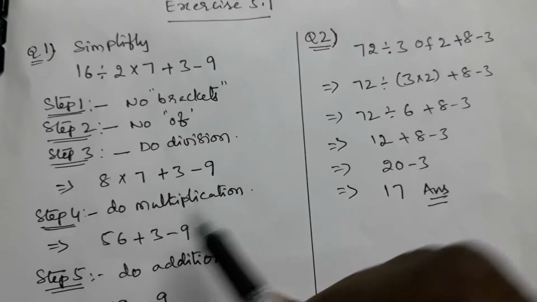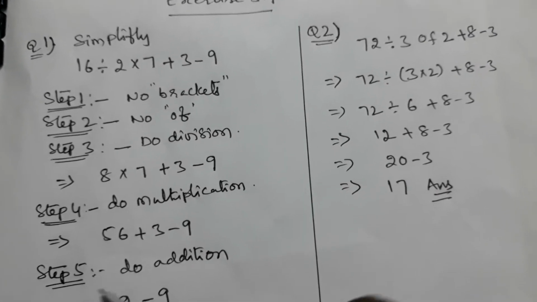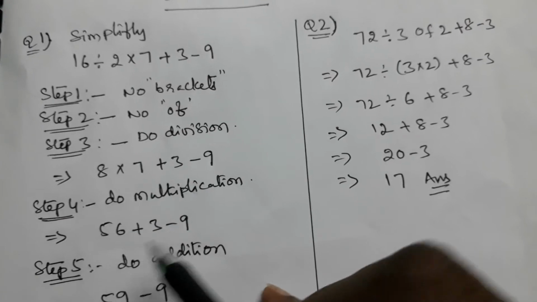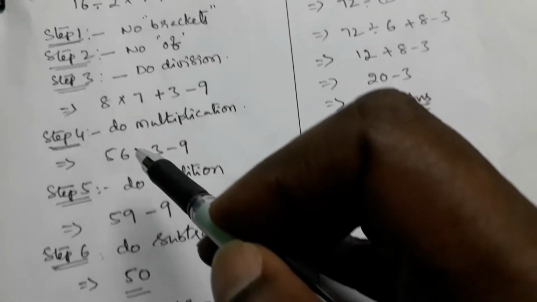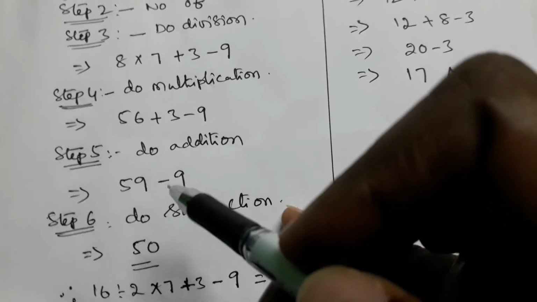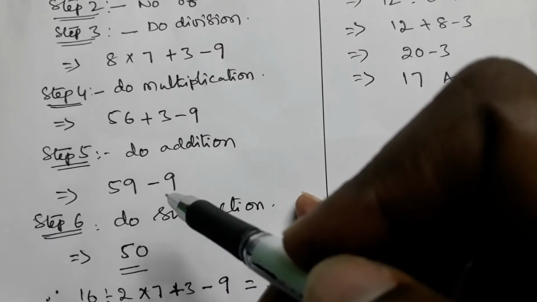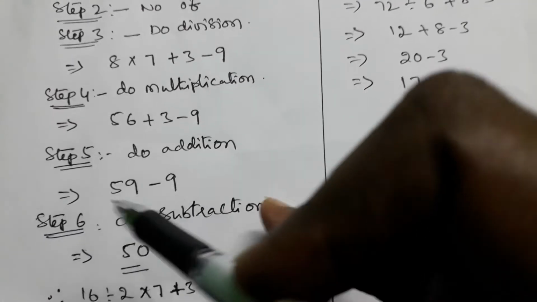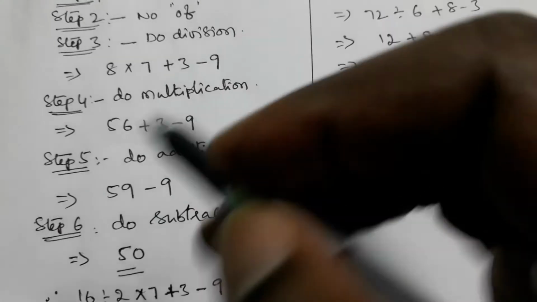Now after step 4 multiplication, then step 5 addition. Now is there any addition? Do that only. Only additions you do. So 56 plus 3, how much? 59. So 59, and remaining write as it is. Only addition you do, and whatever is given in the problem, remaining write as it is.